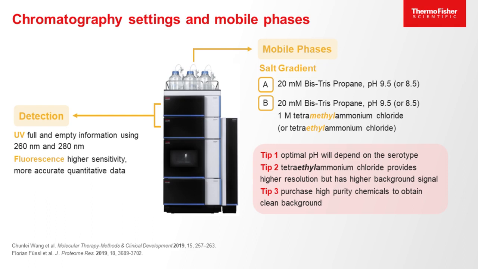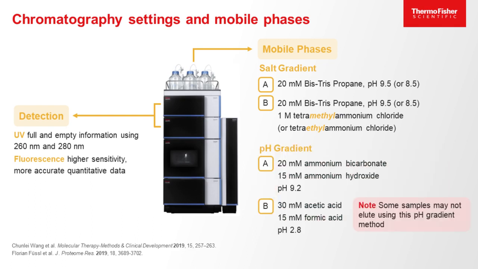For tetraalkyl ammonium chloride, tetraethyl ammonium chloride gave better resolution than tetramethyl ammonium chloride, but I found that it has higher background signal. This is probably due to impurities in the salt. So along that point, for all of the chemicals in the mobile phase, I recommend you make sure that you purchase high purity grade so that you can get a clean background.